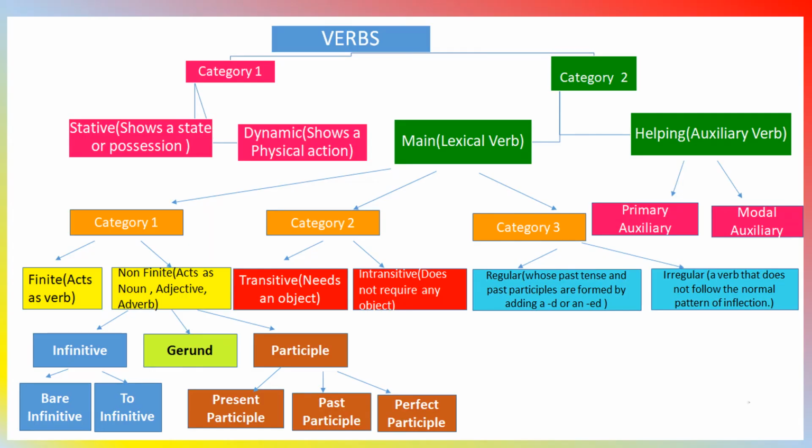Now let's once again have a look on the flow chart of verb. So we have covered the category 1 of the main verbs, that is the finite verbs and non-finite verbs. Then we further studied the finite verbs and non-finite verbs in detail, and we also know about the infinitives, gerunds and participles in detail. Now let's study the category 2. According to category 2, the verbs are divided in two types, transitive verbs and intransitive verbs.